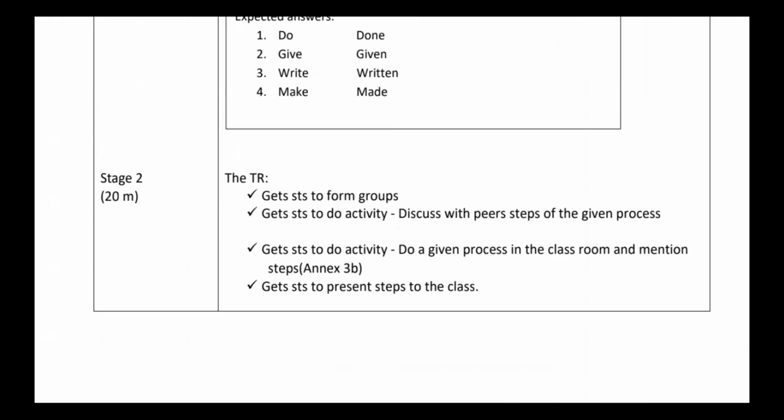Stage 2, the teacher gets students to form groups, do an activity, and discuss with peers the steps of a given process. Here the teacher forms groups. After that, the teacher asks them to do some process, for example making coffee or tea.